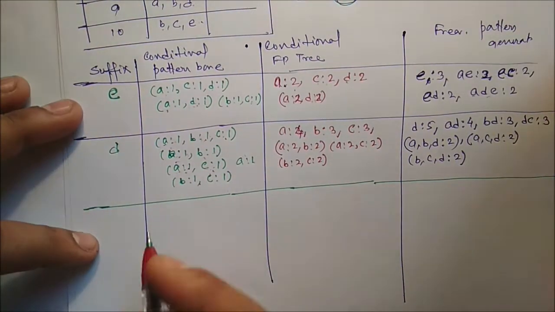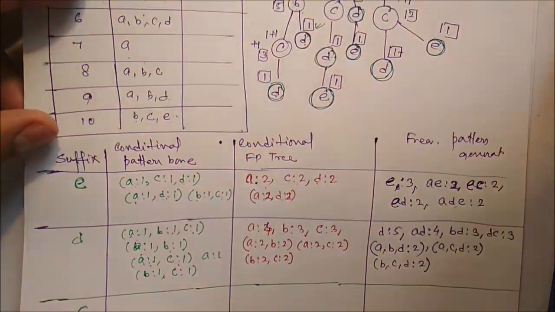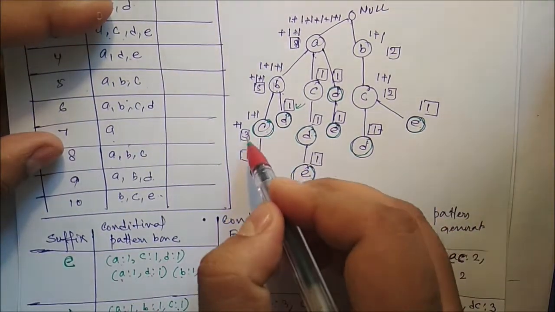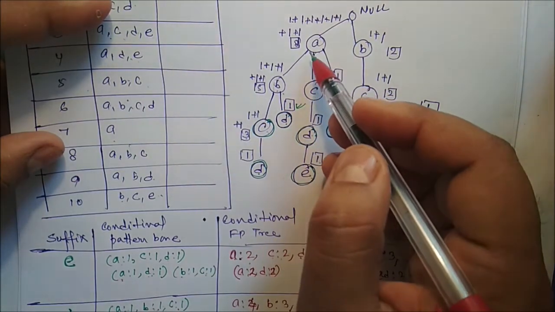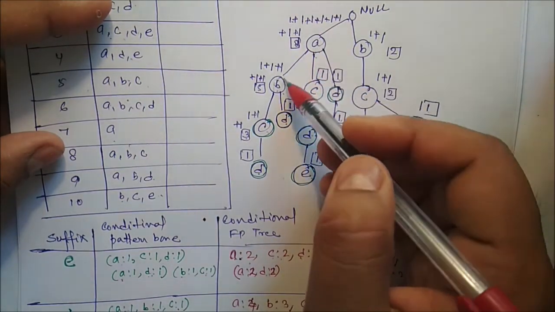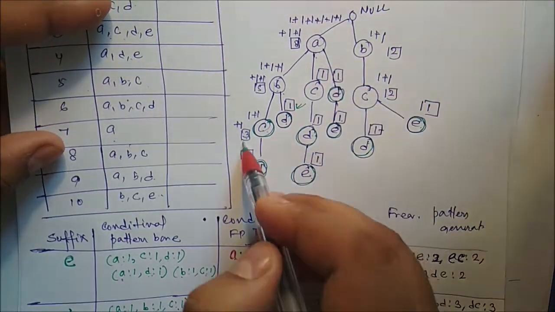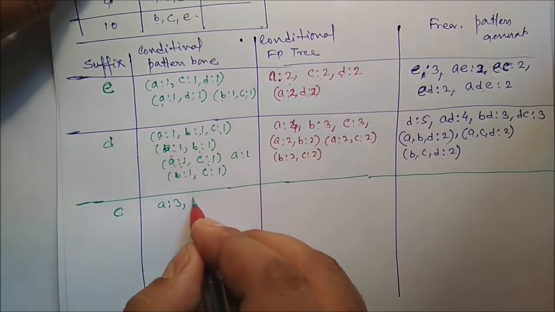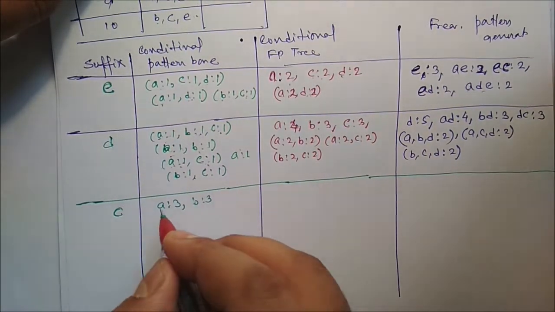Next item is what? It is C. So we can write C here. Now check the path of the C. Okay, so we can see here C. You just check C, it is 3 times. Since it is 3 times, that means the data follows this particular path 3 times. So we can write, since C is equal to 3, A and B there must be 3 times. So A 3 times and B 3 times.